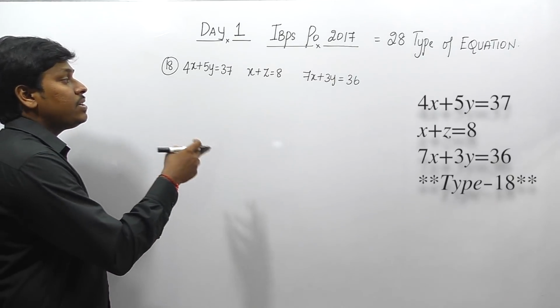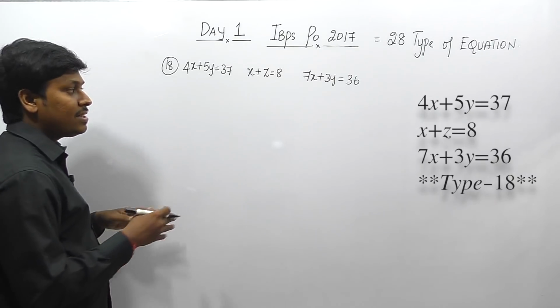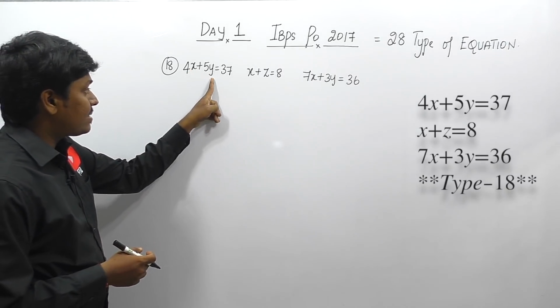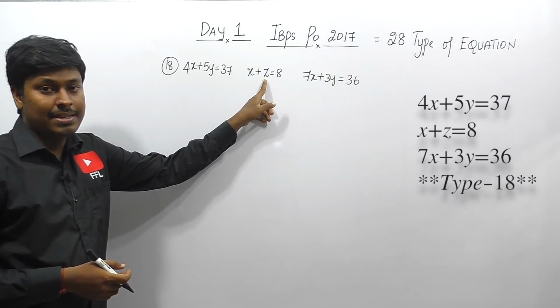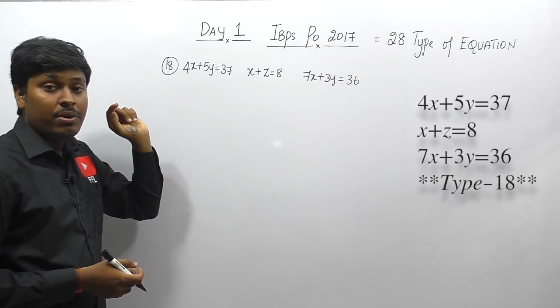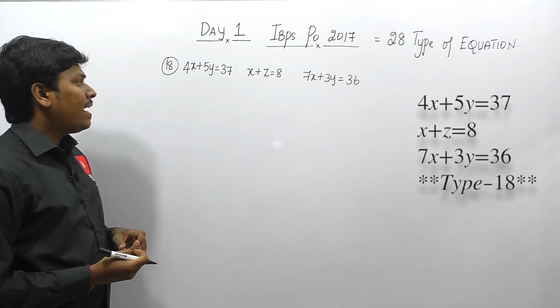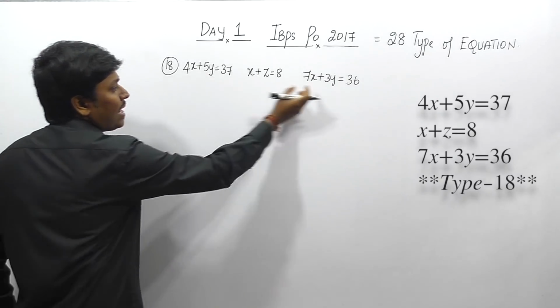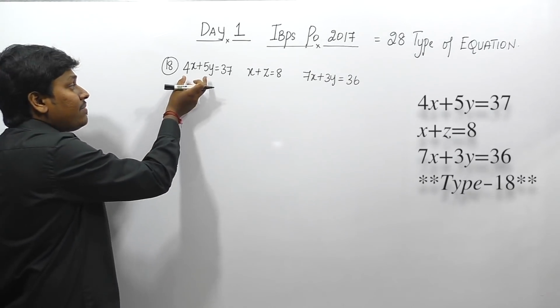Number 18 equation. So 4x + 5y = 37, x + z = 8, 7x + 3y = 36. So friends, here there are two elements, one is x and the second is y, and also there is another element called z, right? So we need to find the value of x, y and z. I think the easiest way is here x + z, and here it is x + y and here it is x + y. So let me solve this.